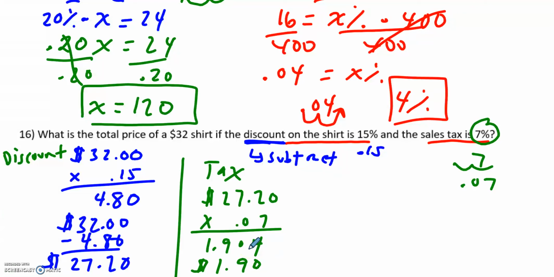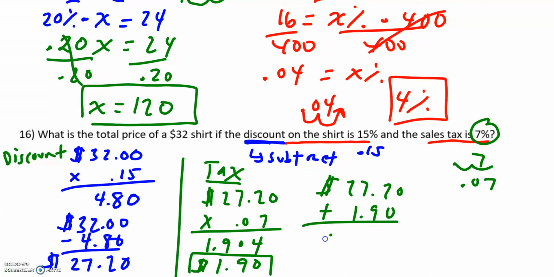So then if I think about what this means, this is the amount of money that I have to add, because tax unfortunately is a bad thing. This is the tax that I need to add to $27.20. So I take my $27.20, I would add $1.90, and I would get $29.10. So after all of that, my original bill was $32, and I only saved a little bit of money paying $29.10. Now there is a faster way to do this problem.